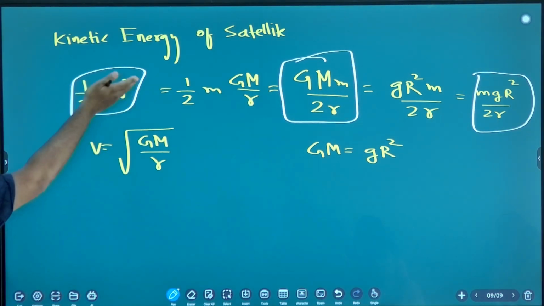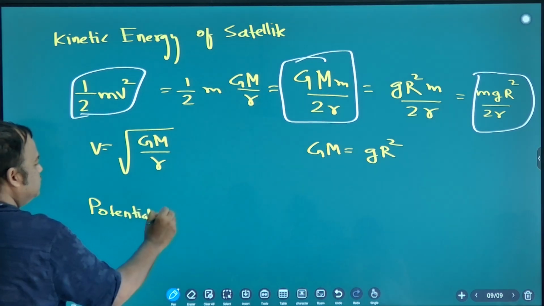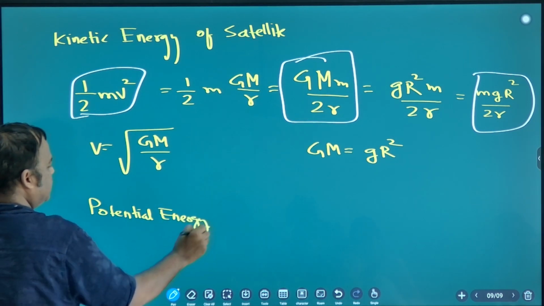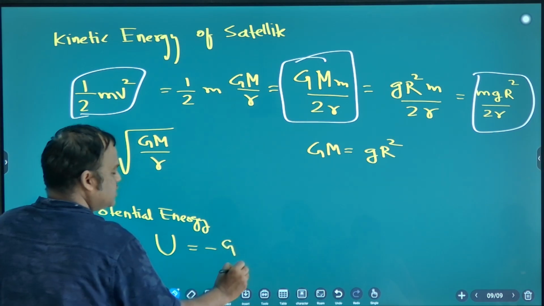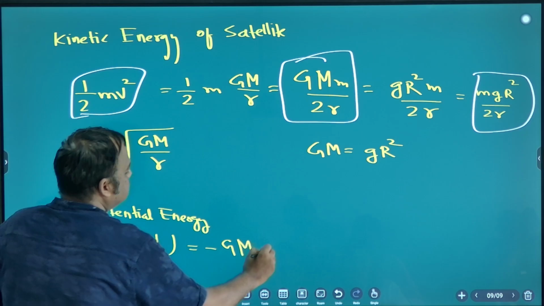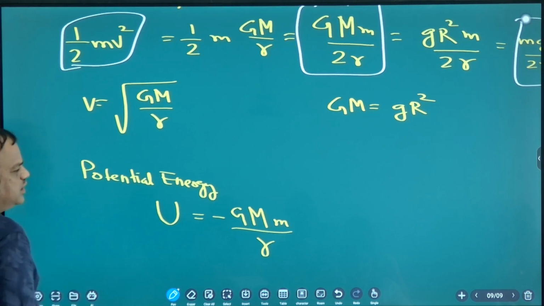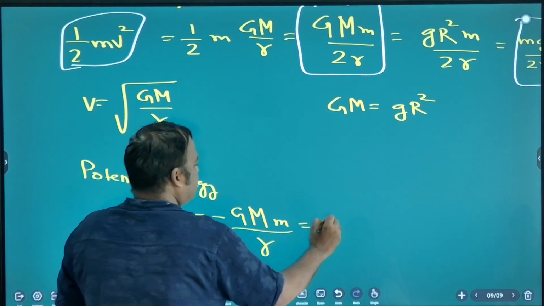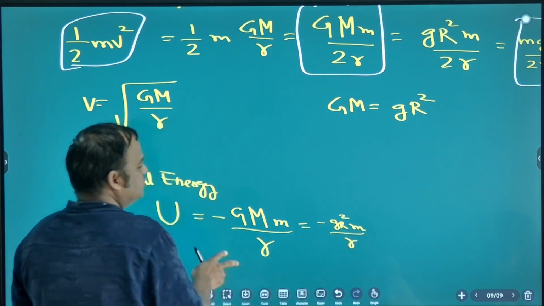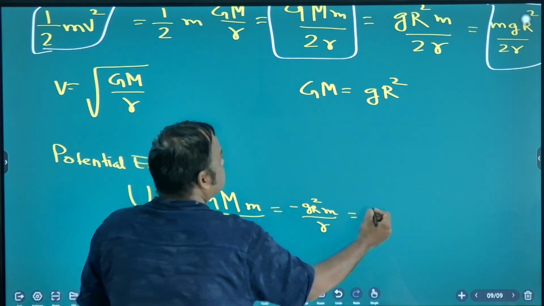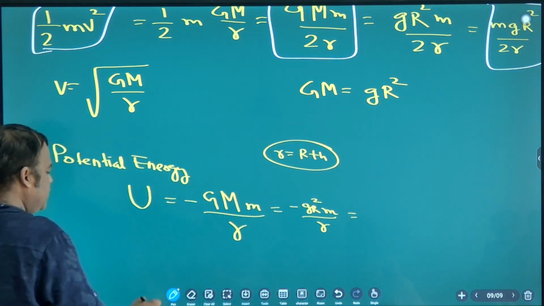Next, now you tell what is the next energy? Potential energy. Very good. What is the symbol for potential energy? U. So what is the formula for potential energy? Minus G m1 m2 by r. This is the potential energy. So this can be written as minus G R square small m by small r, and small r can be written as R plus h. So note down, this is potential energy.